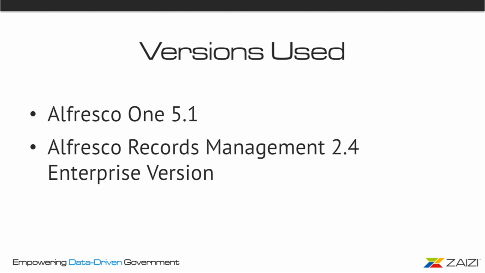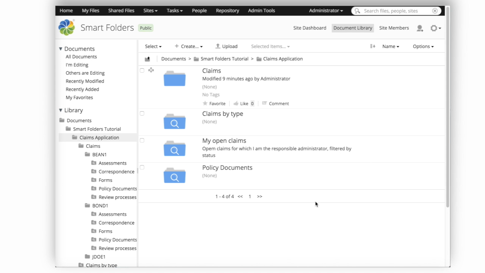For the purposes of this demonstration, I'm going to be using Alfresco 5.1 and Alfresco records management 2.4. So we start with a demonstration of smart folders. Smart folders are a new feature in Alfresco 5.1 that allows you to define query-based folders. So these are folders that are backed by a database query.